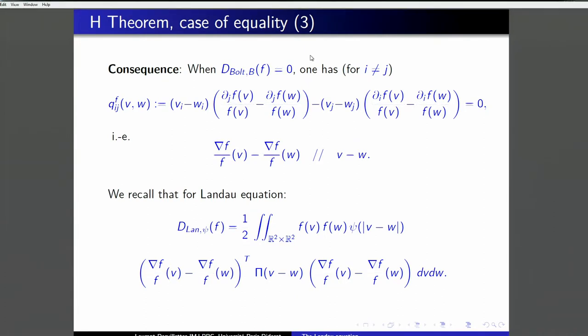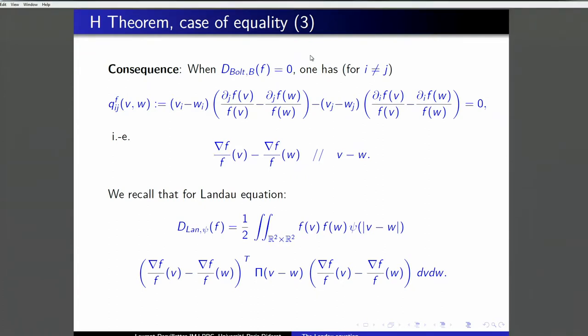As we will see, this is one way to characterize the Maxwellian functions of v. That is, only the Maxwellian functions of v satisfy this constraint. Actually, you can check already that if f is a Maxwellian, then gradient f over f is an affine function of v, and so if you take this function at point v and at point w, and you subtract it, you eliminate the constant term, and you get something which is linear, and it gives you exactly v minus w. So this is clearly satisfied by Maxwellians, and the point is to show that it characterizes Maxwellians.